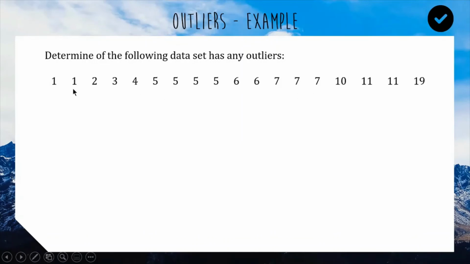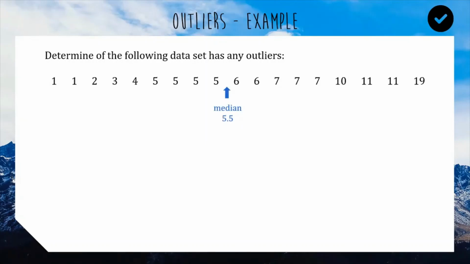So how many scores we got? 1, 2, 3, 4, 5, 6, 7, 8, 9, 10, 11, 12, 13, 14, 15, 16, 17, 18, which is an even number. So we'll have two halves of 9, and it'll be between the 9th and the 10th score. So 1, 2, 3, 4, 5, 6, 7, 8, 9, 10. So it's between these two guys. So 5.5.